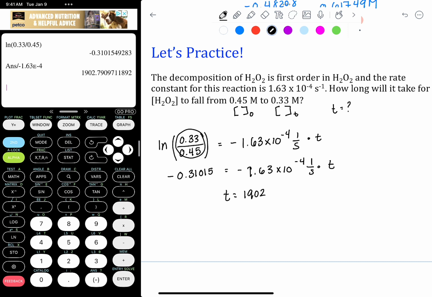Now, this is in units of seconds because I have my rate constant in 1 over seconds. When I do the division, it's going to flip that seconds upside down or reverse it. So instead of being 1 over seconds, there's going to be seconds. So this is now a time in seconds. If you were asked to convert that to hours, you can then do your conversion from seconds to hours.